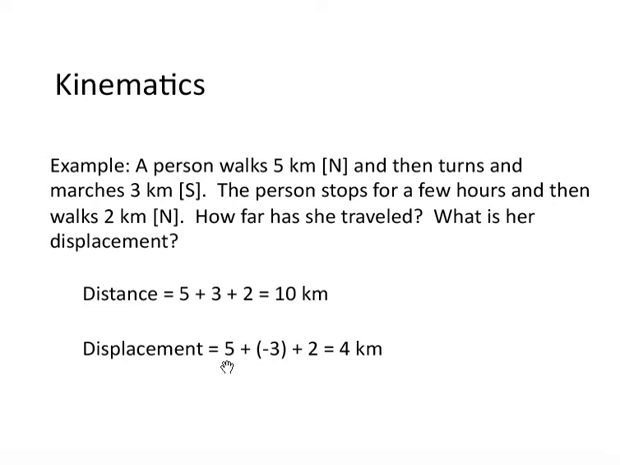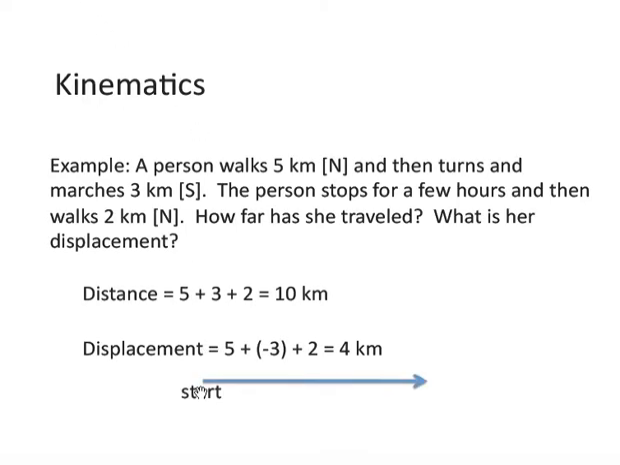And so the formula looks very similar for displacement. However, notice that when the person has traveled south, we haven't written positive 3, we've written negative 3. So even though the person's distance is 10 kilometers, their displacement is 4 kilometers. That means that they are 4 kilometers north from where they started. Now, does this make sense? Let's see with a diagram.